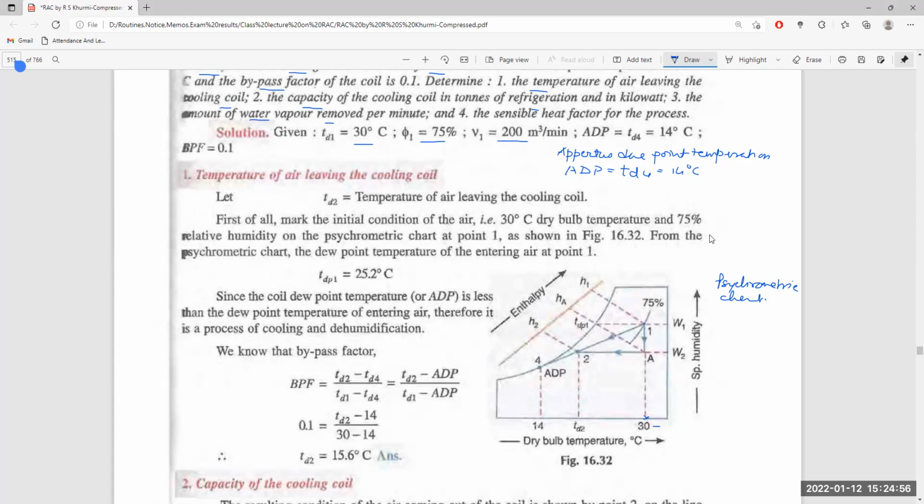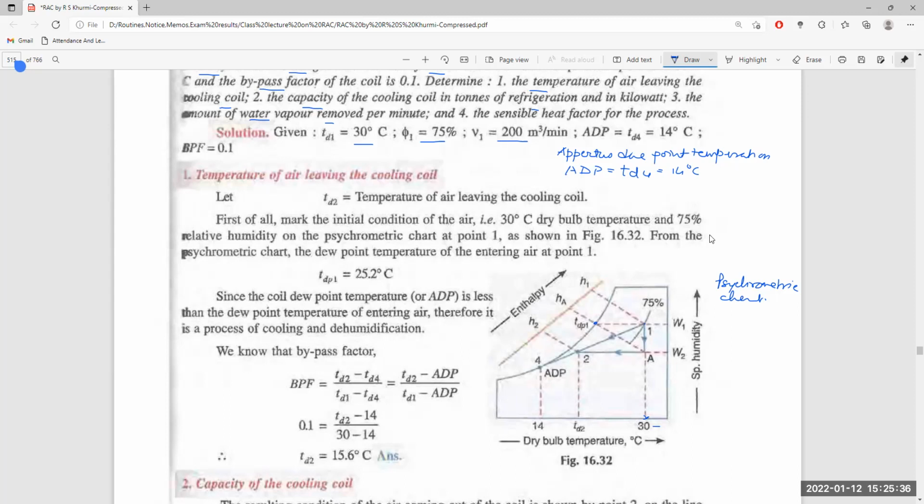That is point 1. And the dew point temperature of the entering air will be given by 35 from the coil dew point temperature. If we drop a horizontal line set at the wet bulb temperature line, that is the dew point temperature at 35 degrees centigrade, that is 25 degrees centigrade of the wet bulb line. Since the coil dew point temperature, or ADP, is less than the dew point temperature of the entering air, it is a process of cooling at different temperature.